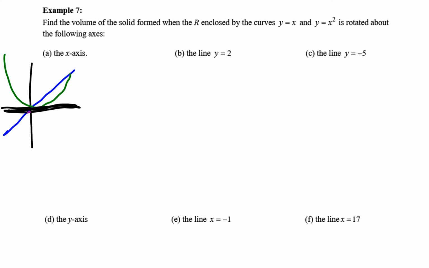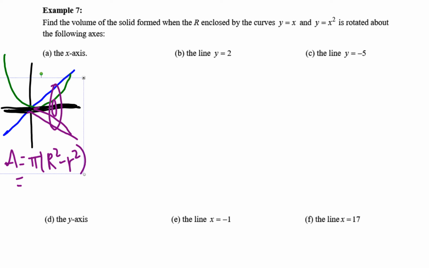So let me do this. So we are going to have a washer. So the area is pi times big R squared minus little r squared. Big R would be top minus bottom, x minus 0. Little r would be x squared.